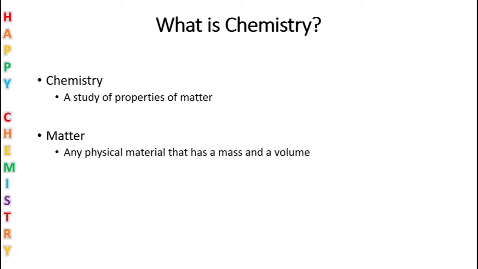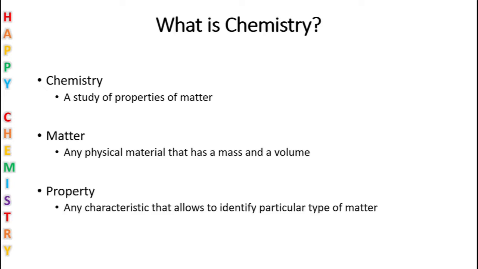What do we mean by matter? Matter is any physical material. Anything that has a mass and a volume. What do we mean by a property? A property is any characteristic of matter. A property allows us to identify a particular type of matter among other types.